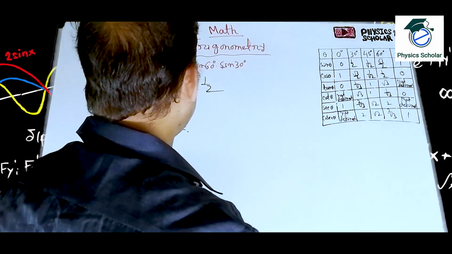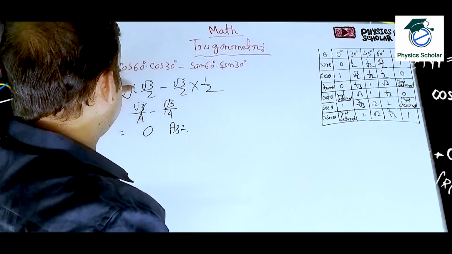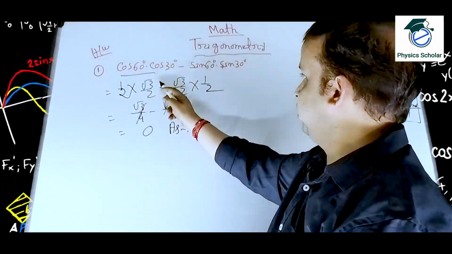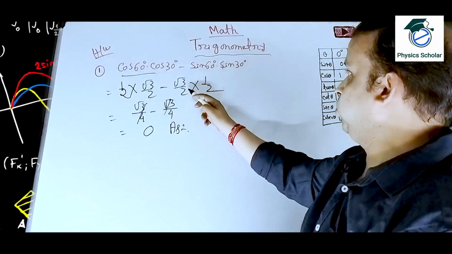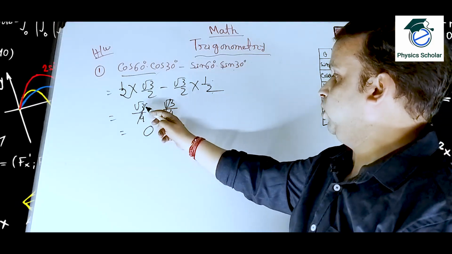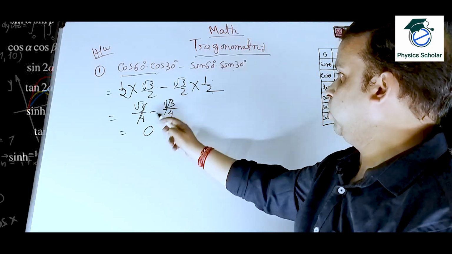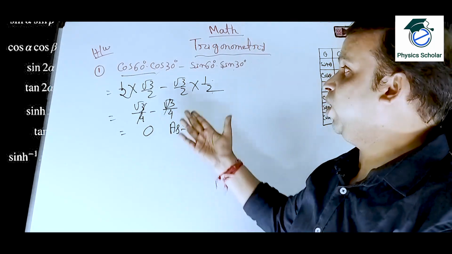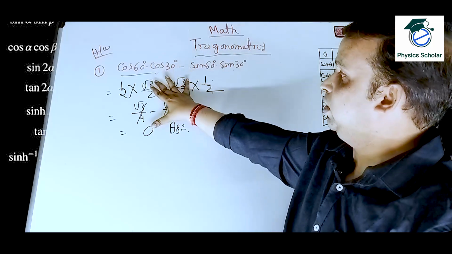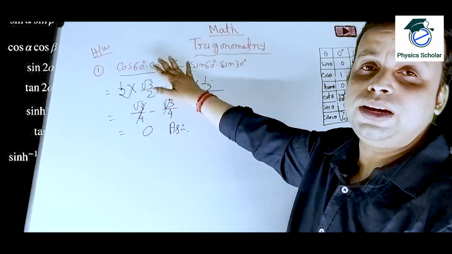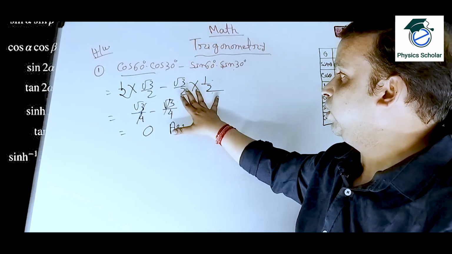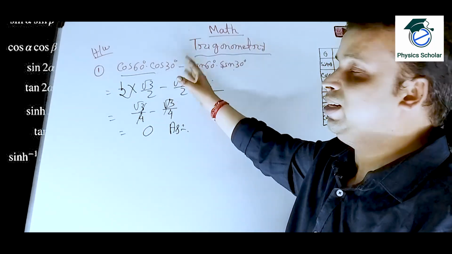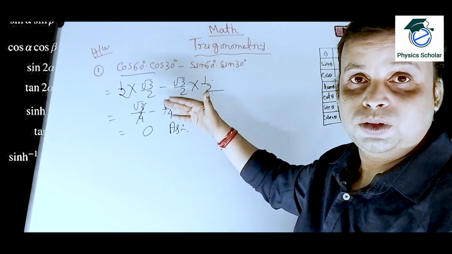So this is the solution of the first sum. The value of cos 60 is half, cos 30 degree is root 3 by 2, minus sin 60 is root 3 by 2 and sin 30 is half. So it will be root 3 by 4 minus root 3 by 4. This will be cancelled, then it will be 0. This is the first sum, very easy. You only have to know the values, and if you can put the values in, then it is a simple calculation. I hope you have understood this, and all of you actually did it at home. Now let us move to the next sum.